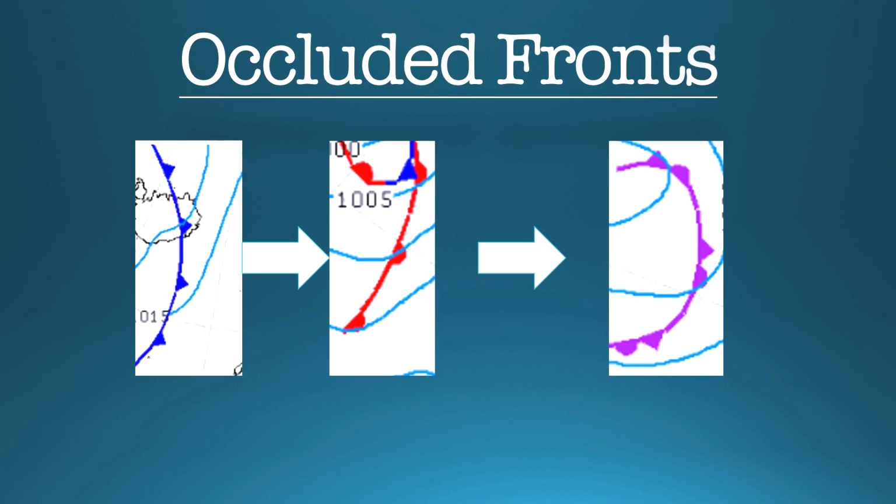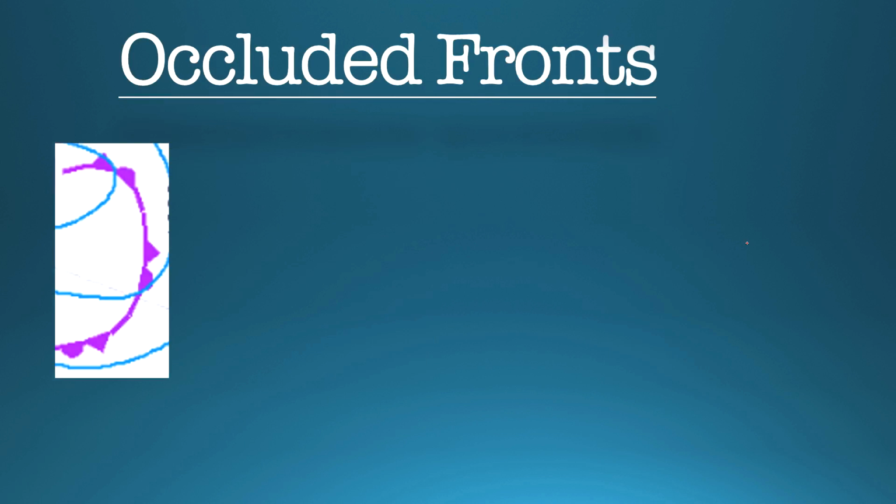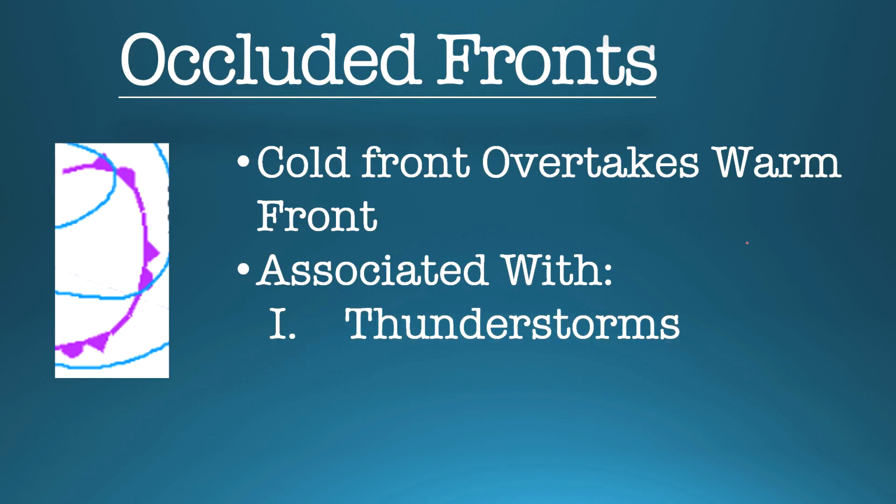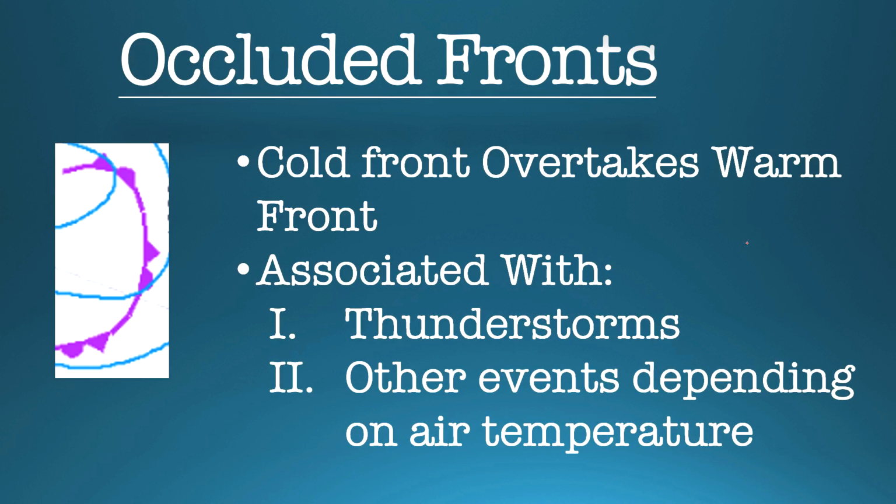Now, occluded fronts, which are these purple ones, okay, are kind of when a cold front overtakes a warm front. So you can see, blue with red makes purple. So you can kind of see where they got that color from. And an occluded front means that the cold front overtakes the warm front and is associated with thunderstorms and other weather events, depending on the air temperature behind that front. So again, here the purple line indicates an occluded front, and the symbols point in the direction at which the front moves.